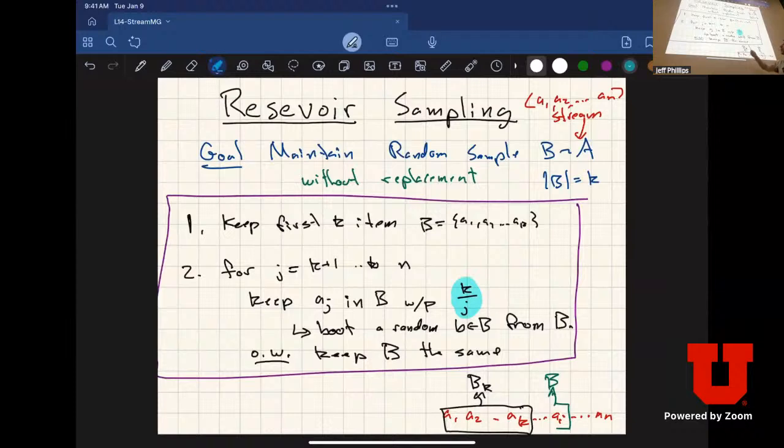And then I have to argue that all the previous things are now kept with that probability. They used to be kept with probability k over j minus 1, and then I throw them out with some probability. You can write this down, and you show that that is updated to k over j after this. So the sample would do a good job.